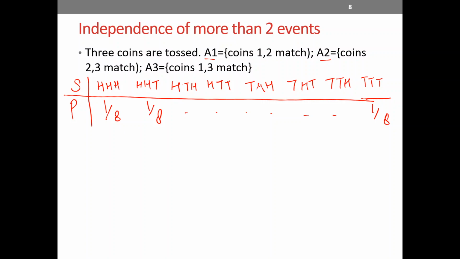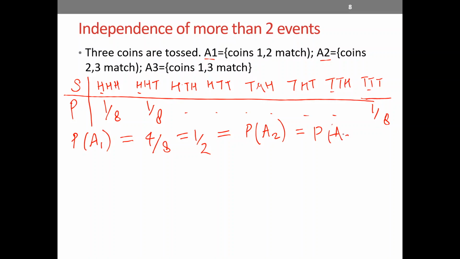Okay, so now if I ask you to find the probability of A1, right, which is coins 1 and 2 match, which means a case like this, or this, or this, or this, right? So there are 4 cases that I figured, right? So the probability of A1 is 4 out of 8, which is 1/2. And this is equal to, by the way, the probability of A2 and A3. You should go ahead and double check that, right? So for all these events, probability of A1, probability of A2, and A3 are equal, right?